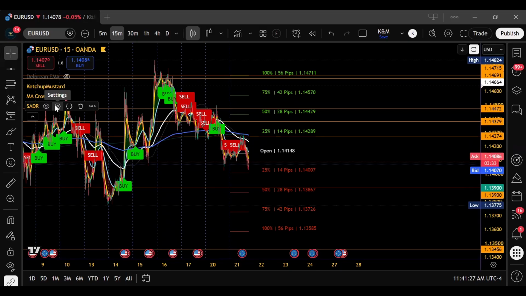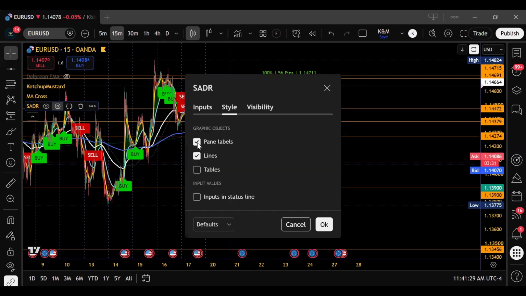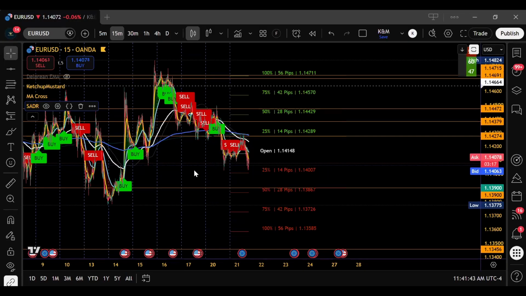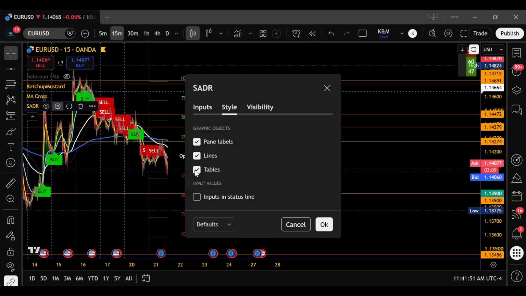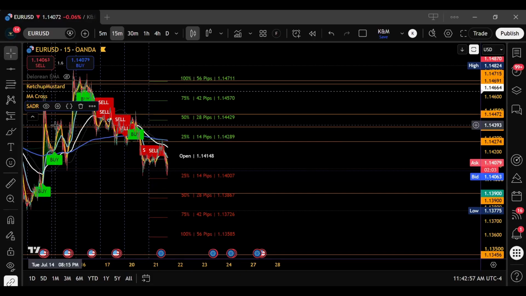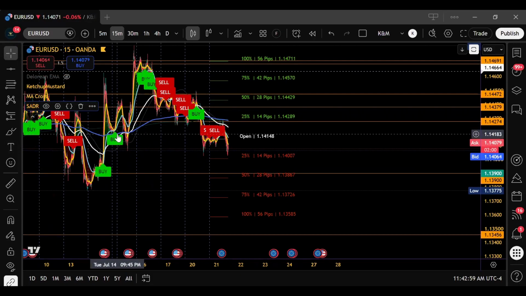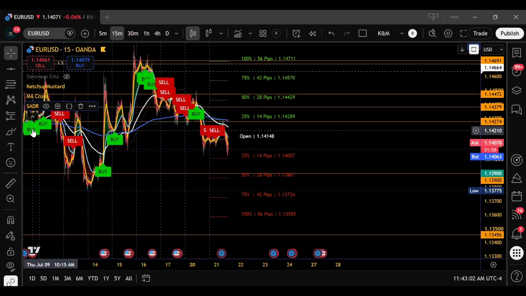When you go to the ADR and go to settings, I have mine set up with the pane labels and the lines. That's just showing the 50 pips, the price, and then the green lines and red lines going across the chart. I don't have on the tables that popped up here to the right. To me, it just over clutters my chart. I don't need it. So if you come and set this up, I take that off. And then inputs and status line, I take that off because it just over clutters the chart. You can trade the ADR the same way you do the trade zones.